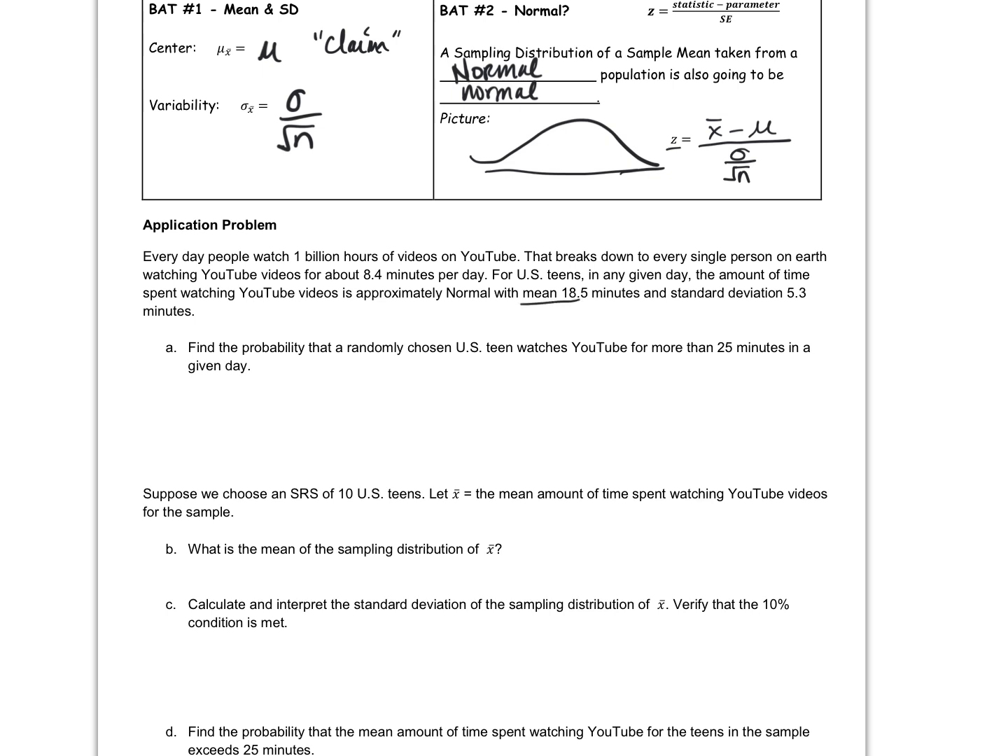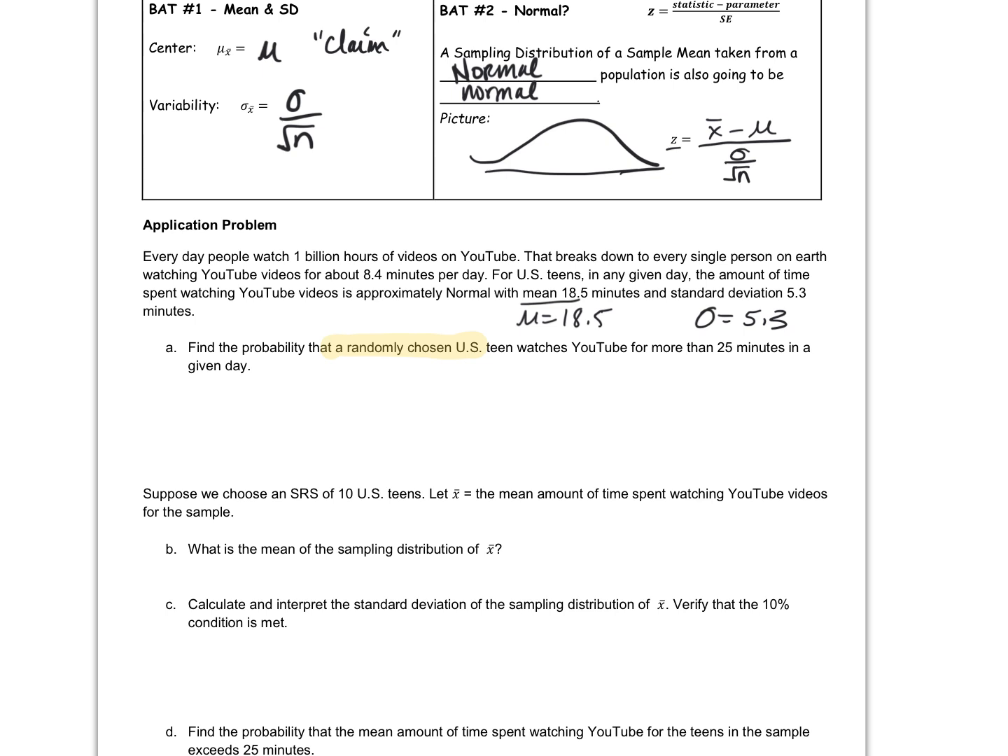Okay, so I like to shorthand this. So the mean is 18.5. The standard deviation is 5.3. All right. Find the probability that a randomly chosen teen watches YouTube for more than 25 minutes. So it says a randomly chosen U.S. teen. How many people is that? 1. So it's not really a sample, is it?